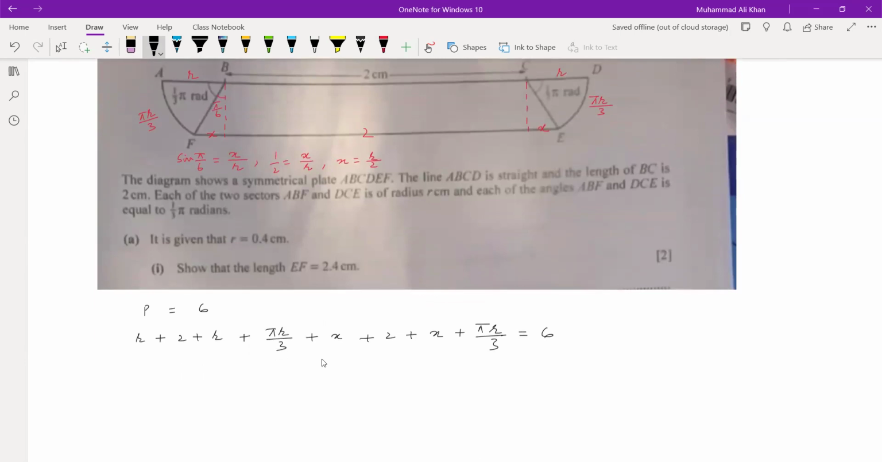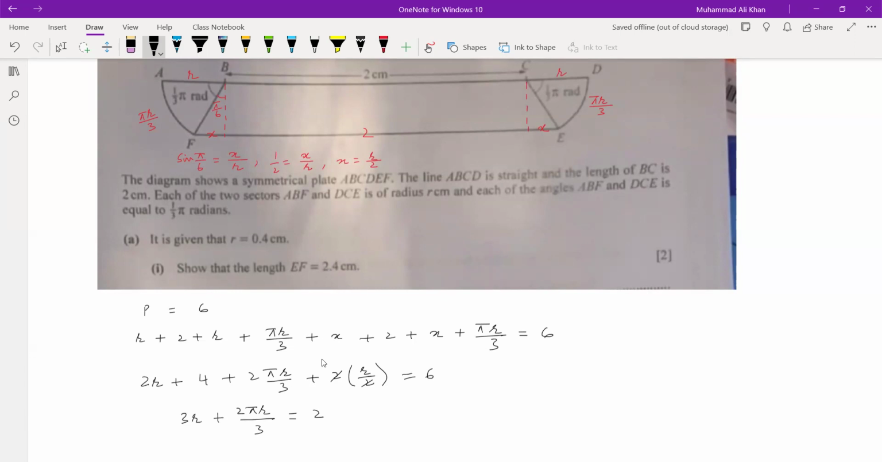Now, after that, r and r, 2r, plus 2 and 2, 4, plus 2 pi r over 3, plus x and x, 2x. And what is x? x is r upon 2, equals 6. 2 and 2 cancel out. 2r plus r is 3r, plus 2 pi r over 3 equals 6 minus 4, which is 2.